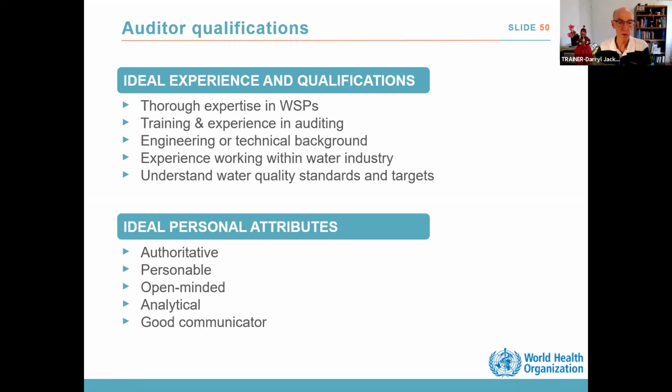I'm going to put these into two sets: the ideal experience and qualifications, and the ideal personal attributes. If you look at the first list, you want people with experience and qualifications who are very competent, thorough and comfortable, and have expertise in WSPs. We want people who have training and experience in auditing itself. Just because you're good in WSPs doesn't mean you'll make a good auditor. You need to know how to do auditing, like you're doing in this training program.